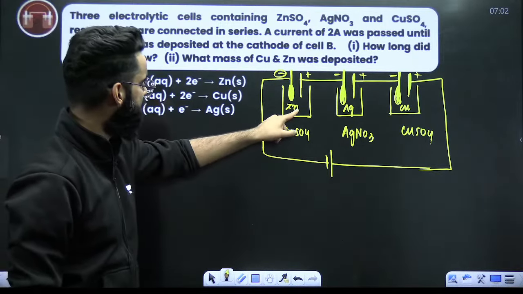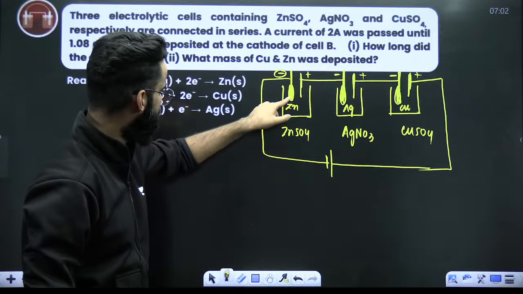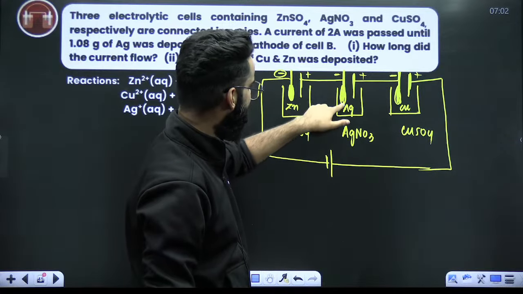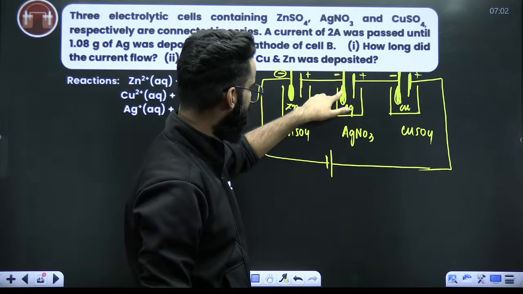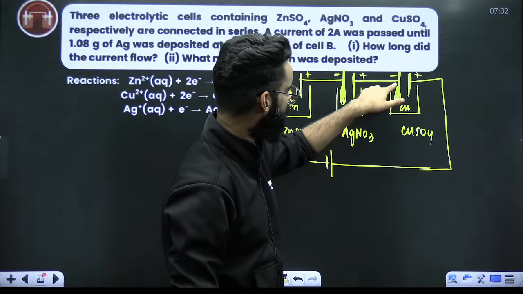Zn2+ from the solution is getting 2 electrons, getting converted into zinc solid, and that zinc solid is deposited here. Similarly, Ag+ in the solution will be getting 1 electron and will be getting converted into Ag solid. That Ag solid is deposited here. Similarly, Cu2+ getting 2 electrons, getting deposited as copper here.